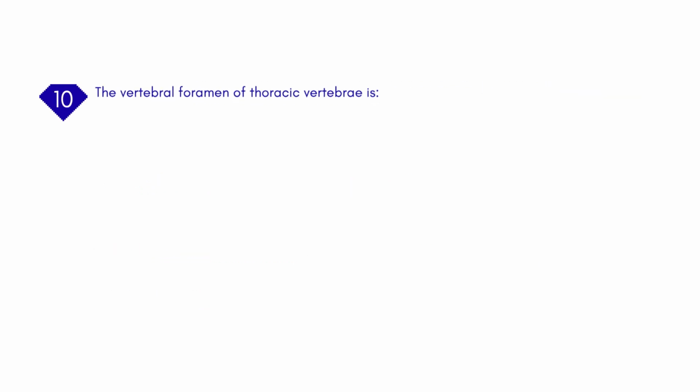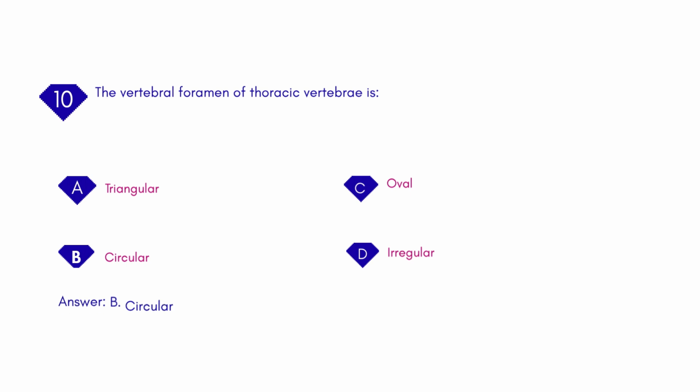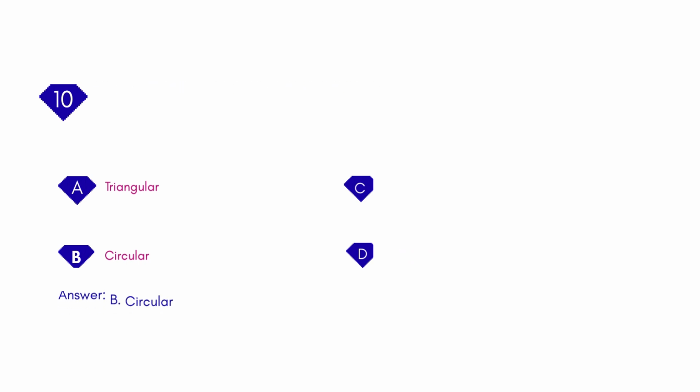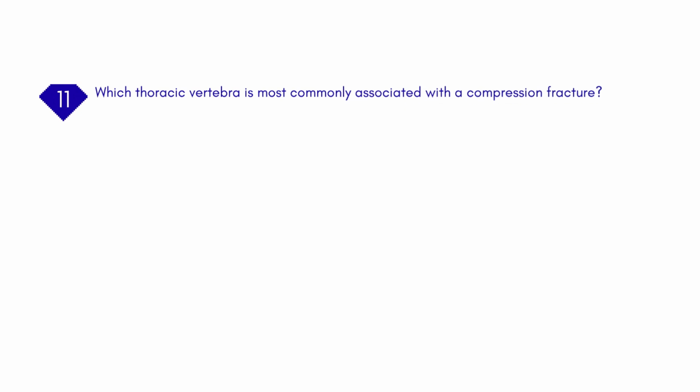The vertebral foramen of thoracic vertebrae is A. Triangular. B. Circular. C. Oval. D. Irregular. Answer: B. Circular. Which thoracic vertebra is most commonly associated with a compression fracture?